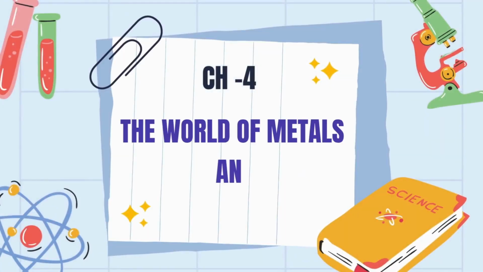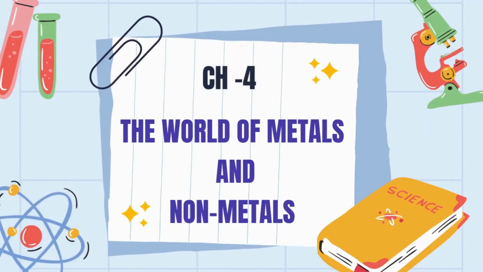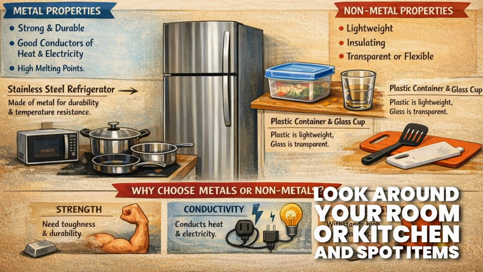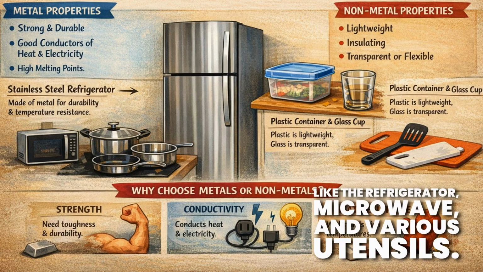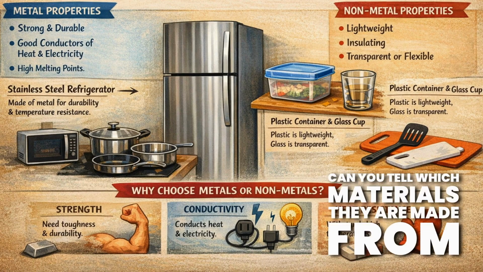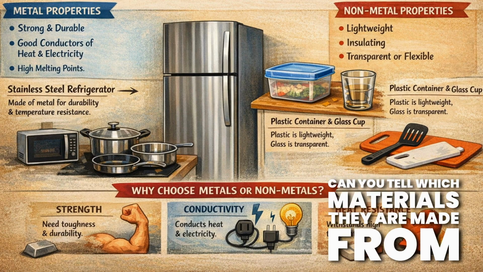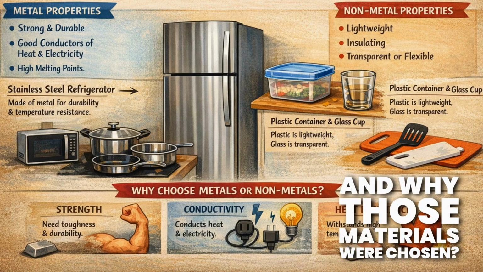Chapter 4. The World of Metals and Non-Metals. Look around your room or kitchen and spot items like the refrigerator, microwave and various utensils. Can you tell which materials they are made from and why those materials were chosen?